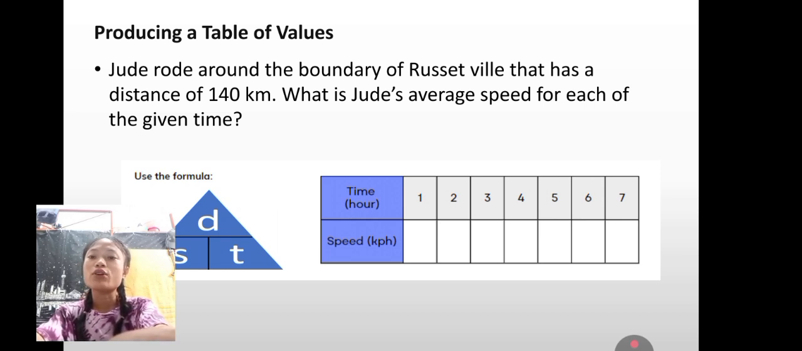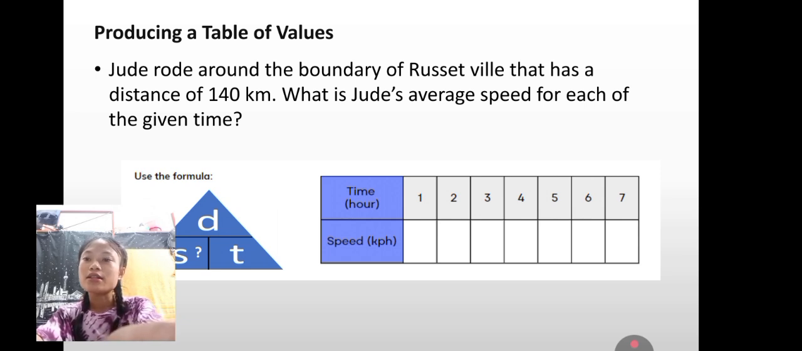nakabutang dira sa time 1, 2, 3, 4, 5, 6, 7. Mao na yung mga hours. Speed is blank. So, ang atong ipangita is speed. Naa natay distance nga 140 kilometers. Which means nga, i-divide na to ang distance and time. So, 140 divided by 1 is equals to 140. So, 140 divided by 2 is equals to 70.